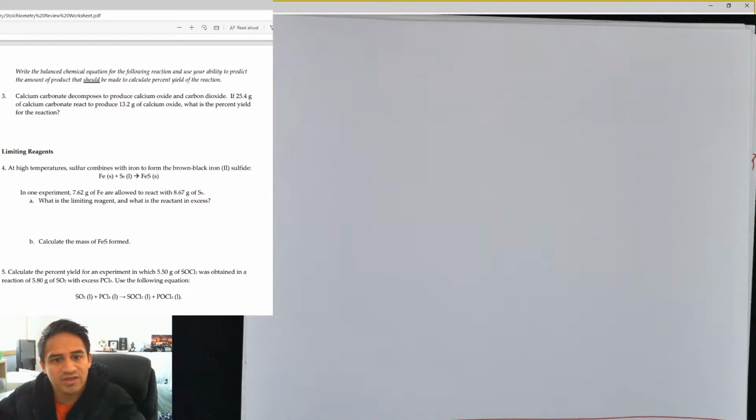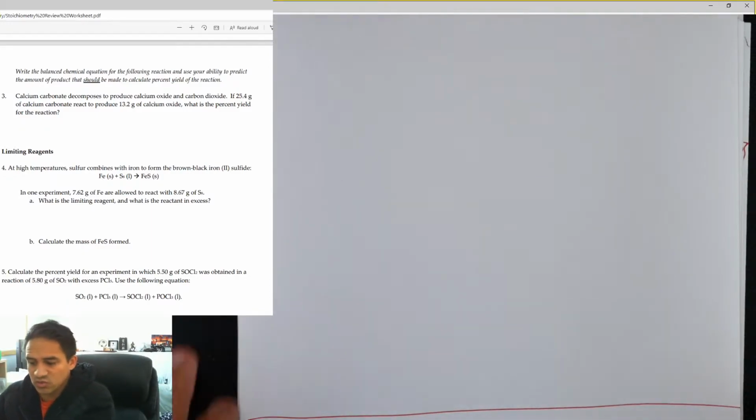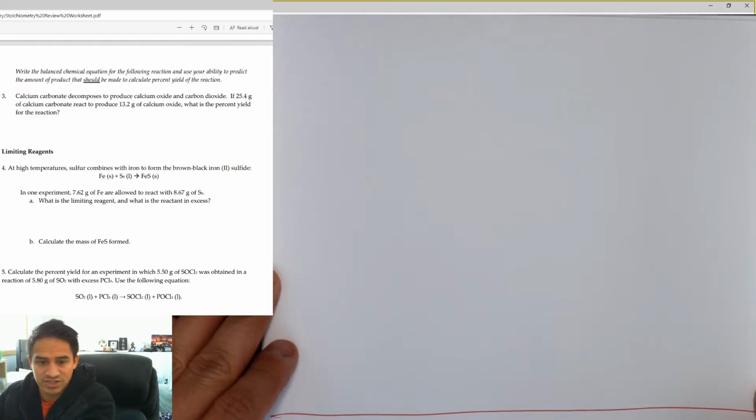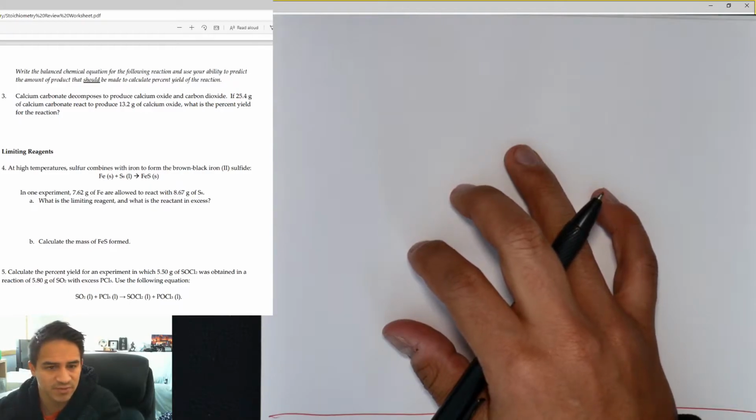It says, write the balanced chemical equation for the following reaction and use your ability to predict the amount of product that should be made to calculate percent yield. All right, so it says calcium carbonate decomposes to produce calcium oxide and carbon dioxide. If 25.4 grams of calcium carbonate react to produce 13.2 grams of calcium oxide, what is the percent yield for the reaction? All right, so for this problem, there's going to be a few different things to do, but the main thing to begin with is we have to write out the chemical reaction because they're not giving it to us. So, well, they're telling it to us, but they're not giving us any chemical formulas.